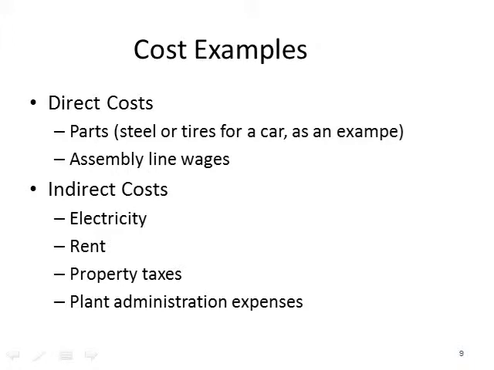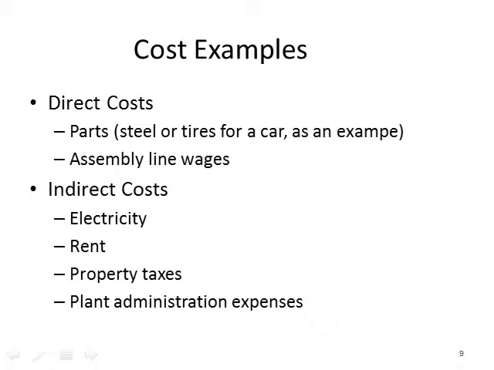And so to gain a better understanding of the types of items that fit into each type of cost, that is direct or indirect, here are some examples. So direct costs would include things like the steel or the tires for a car and the assembly line wages. Those are items that can be directly tracked or traced in a cost-beneficial manner to a single cost objective, that being the BMW X6 example.